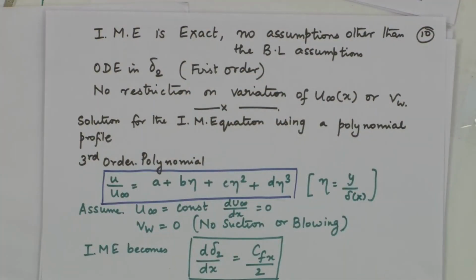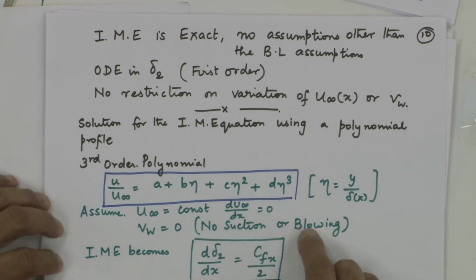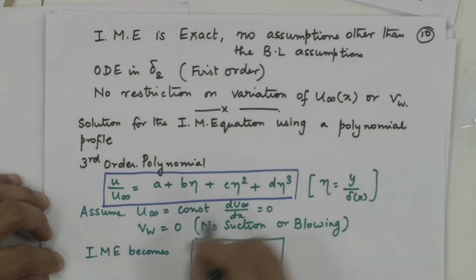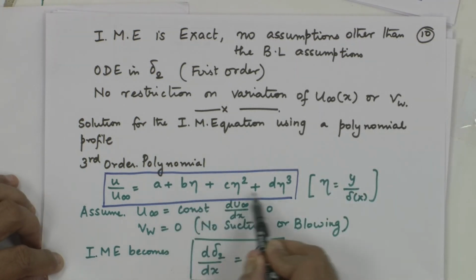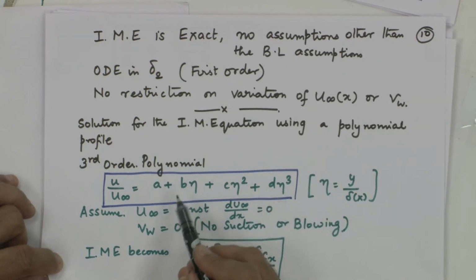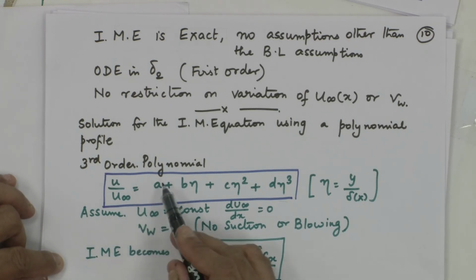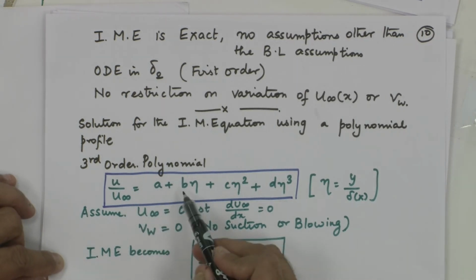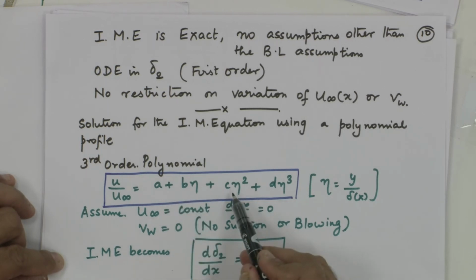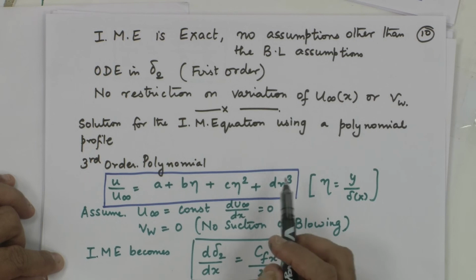We assumed a third order polynomial profile, which was given by this one, a plus b eta plus c eta squared plus d eta cubed, and we applied 4 boundary conditions to get these coefficients a, b, c and d. It turns out that the no slip boundary condition at the wall gave a equal to 0, and u by u infinity equal to 1 at the edge of the boundary layer.